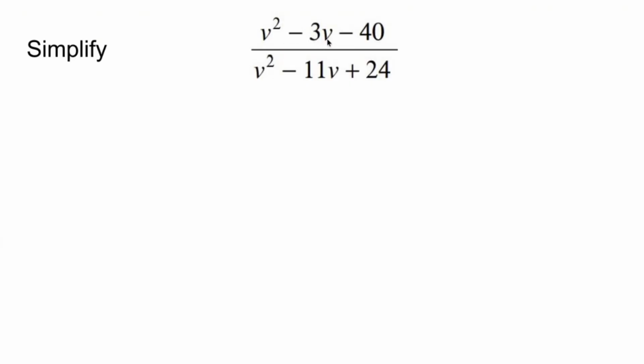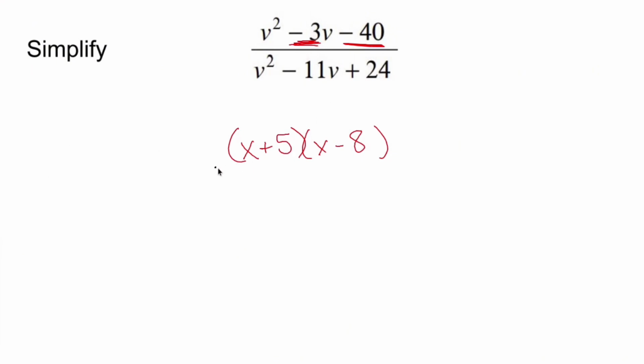Simplify v squared minus 3v minus 40 over v squared minus 11v plus 24. Whenever you're asked to simplify a fraction and you have a polynomial over a polynomial, you're going to have to factor each side as much as you can. So for the top, you see a quadratic and you're thinking, let's come up with two numbers that multiply out to -40 and add up to -3. So -40 is probably going to be like 5 and 8. So you're going to have an x plus and an x minus. Which one gets the negative, the 5 or the 8? Well, the 8 does because -8 plus 5 adds up to -3.